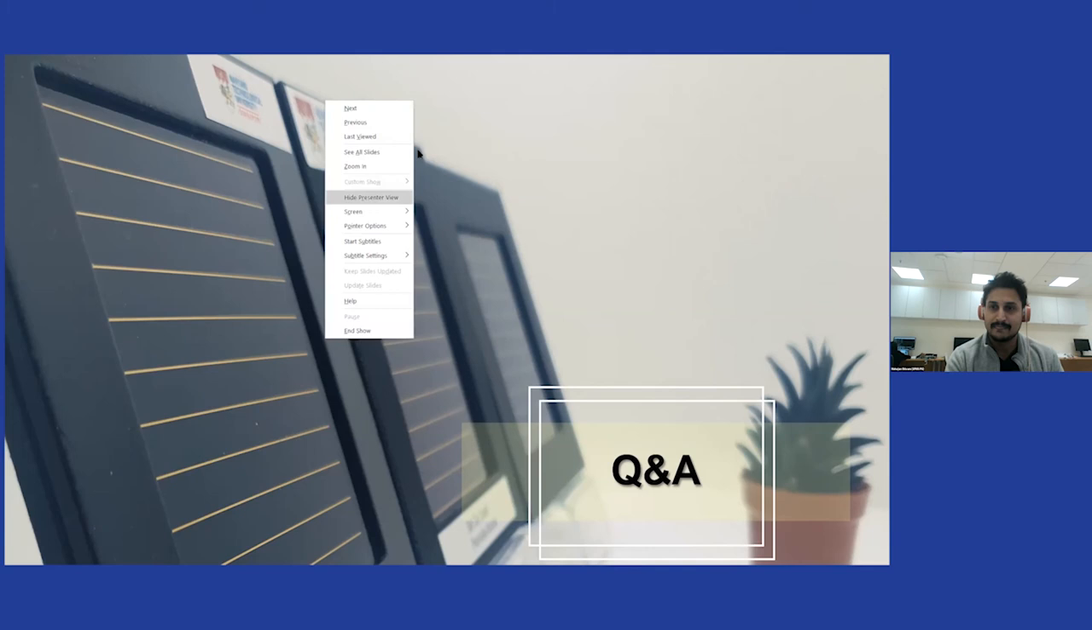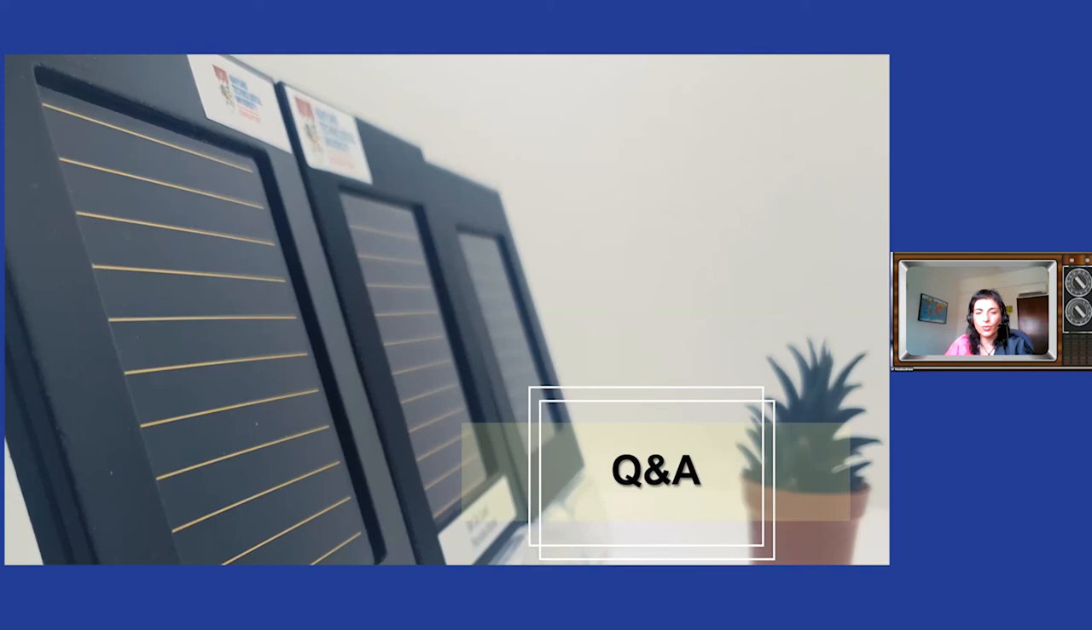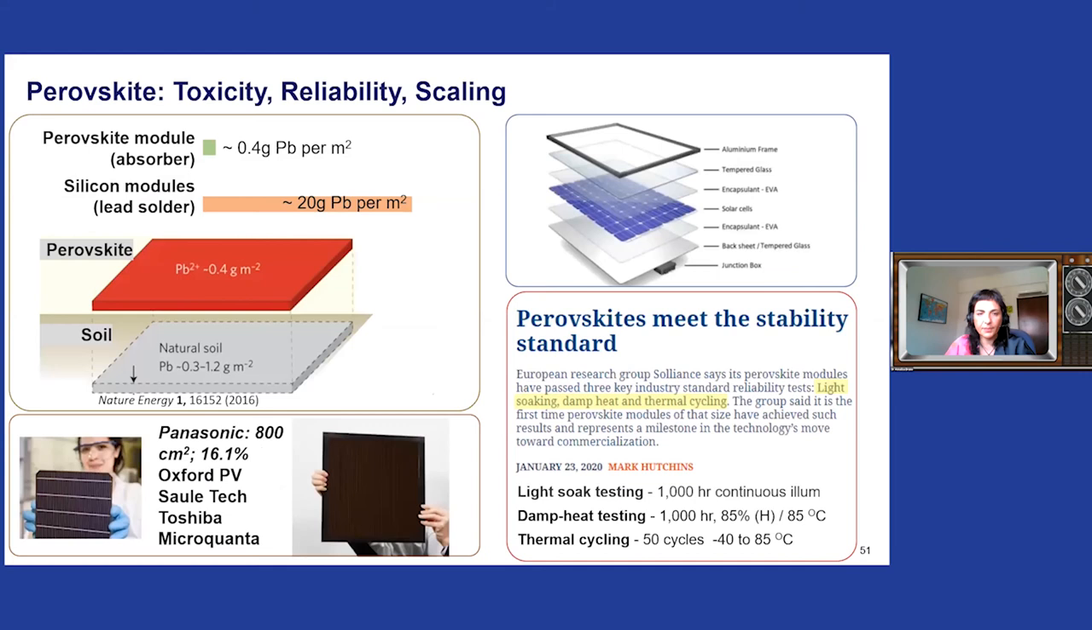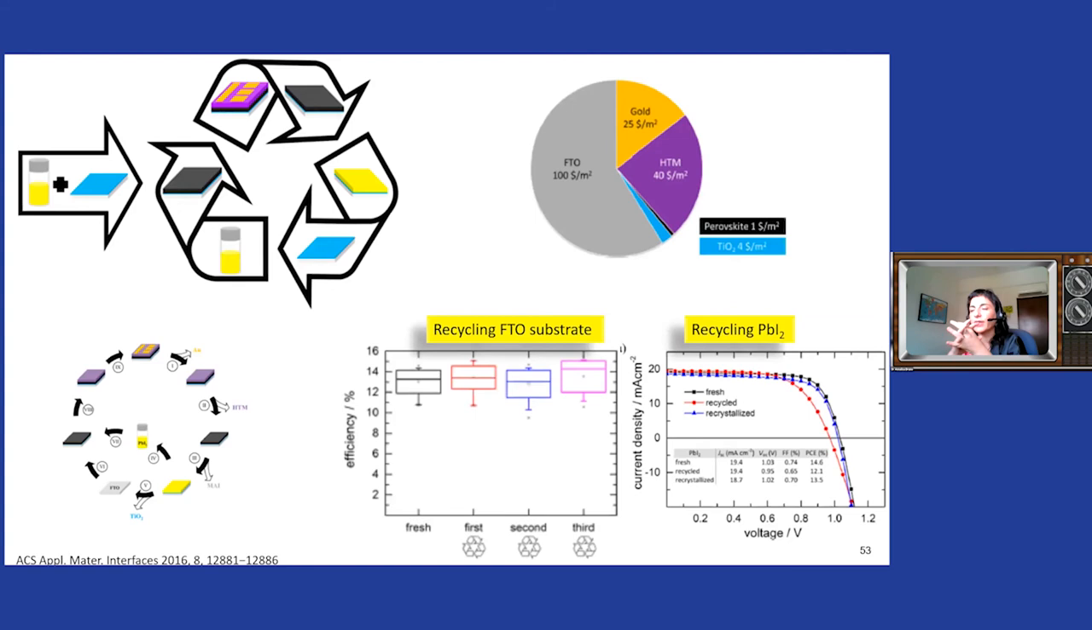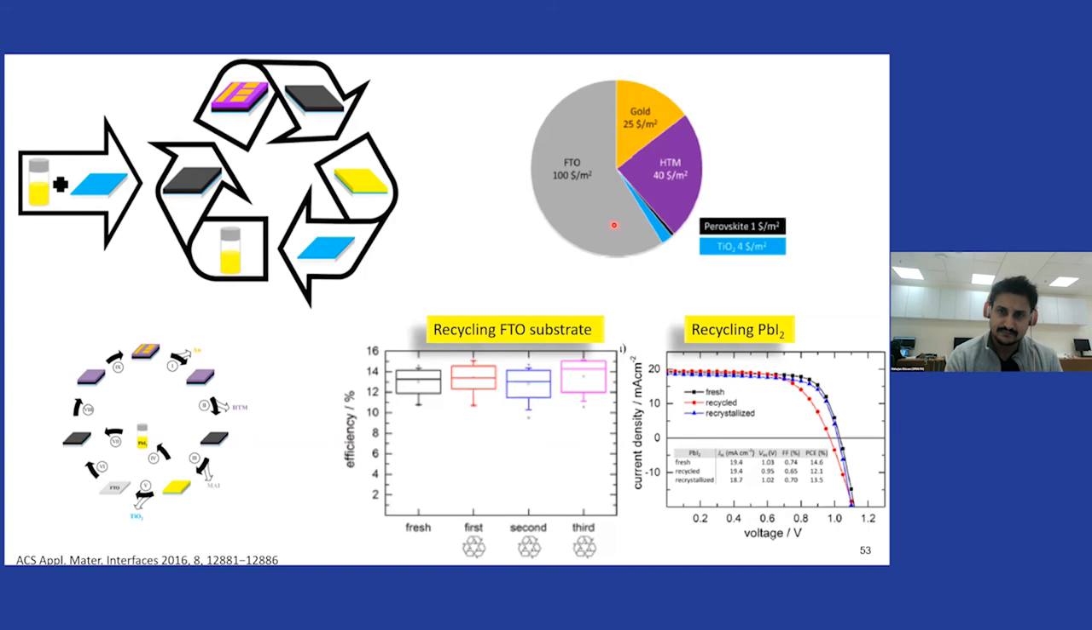Okay, yes, the answer is yes. There have been a few works demonstrating that perovskite solar cells can be recycled, and the most interesting part is, from this study, which was quite at the beginning when perovskite came out around 2016, the first study showing something like this, that if we assume that the perovskite is $1 per square meter, most of the cost comes from the FTO substrate, that is the substrate where the perovskite solar cell is built on.